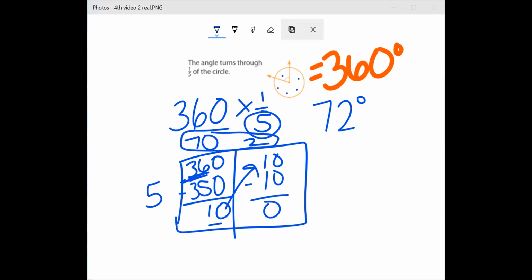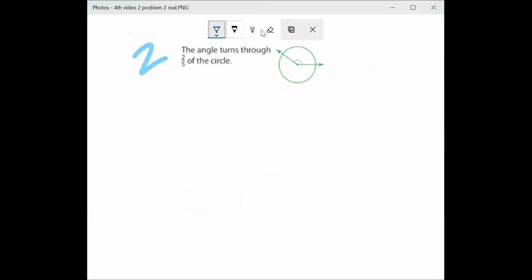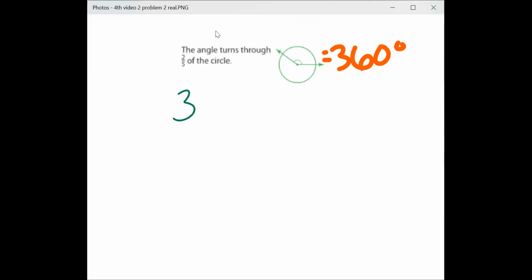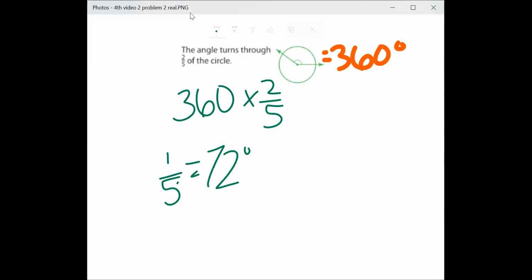Okay. So now the next thing we're going to look at, we're actually going to need to keep the 72 degrees in mind, because let's look at this question. It says that the angle turns through 2/5 of the circle. So again, we still have a circle of 360 degrees, and we want 2/5 of that. Now, I already know that 1/5 is 72 degrees.